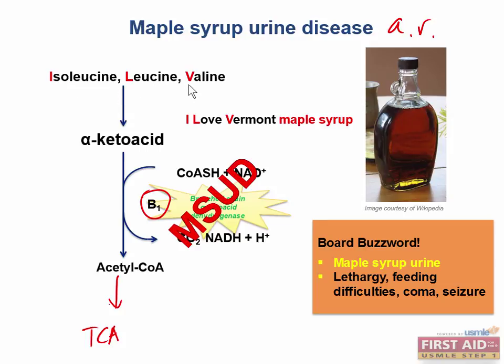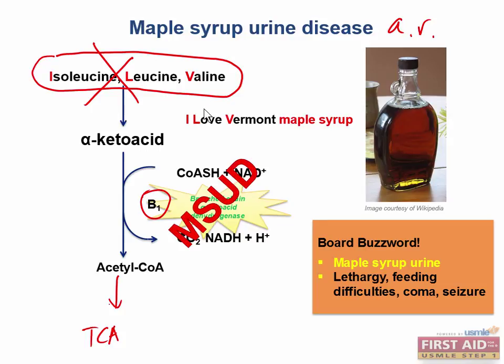There are also CNS defects such as lethargy, feeding difficulties, coma, and seizures in maple syrup urine disease. If untreated, this can actually cause mental retardation or even death in the first month of life. So the treatment for maple syrup disease is going to be dietary restriction of your three branched amino acids. So don't eat these. And then you'll also want to supplement thiamine, which is going to be vitamin B1.